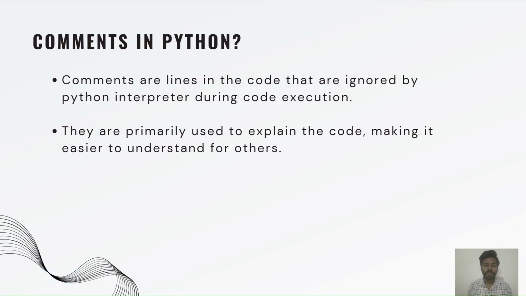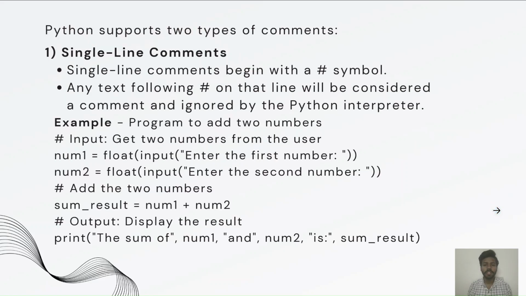So what are comments? Comments are lines in the code that are ignored by the Python interpreter during code execution. They are primarily used to explain the code and make it easy to understand for others. There are two types of comments we have. First is single line comment and second is multi-line comment. Single line comments begin with a hashtag symbol. Any text following the hashtag on that line will be considered a comment and ignored by the Python interpreter.